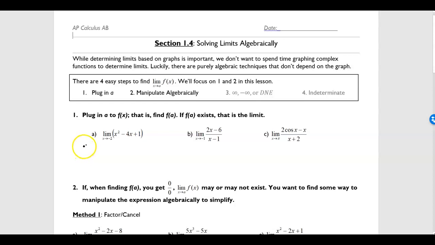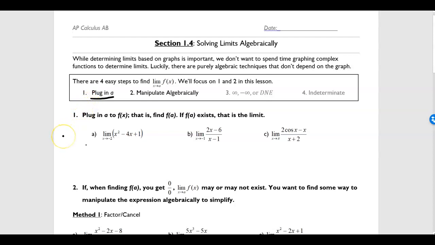So there are a few different techniques you can use to find a limit algebraically. The first one you always want to check is to see if you can plug in a. So plug in the x value that you're trying to find the limit at. If you get a numeric value, that's your answer. The other thing we're going to talk about today is manipulating algebraically. There are a few other techniques. So for example, sometimes that limit might be infinite or indeterminate, and we will talk about those later.